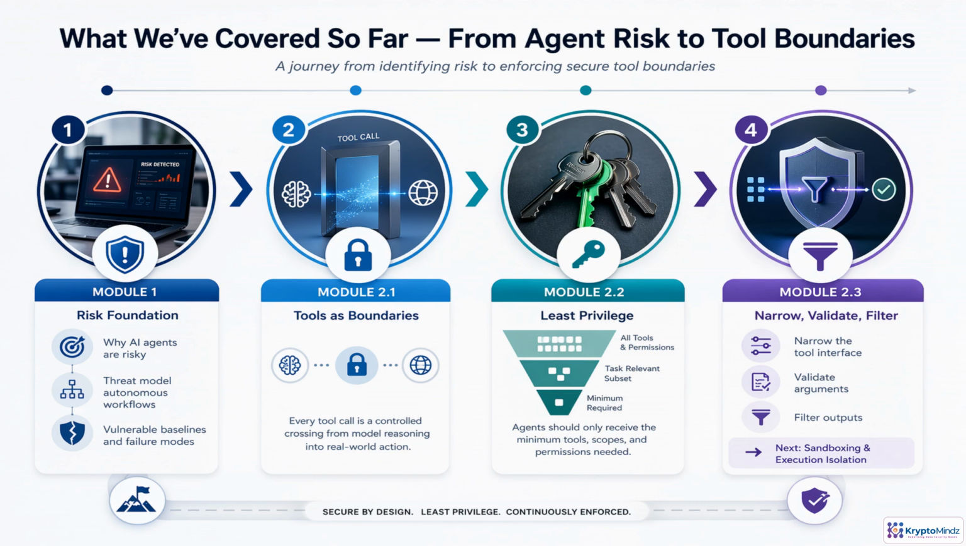So far, we've covered why agents create unique risks, how tools turn reasoning into real-world action, and how least privilege limits what agents can reach. Now we'll tighten each tool boundary with narrower schemas, stronger argument validation, and output filtering before we move into sandboxing.